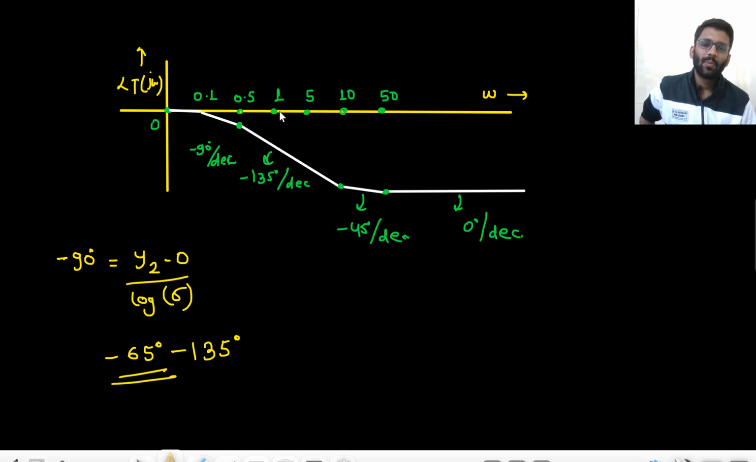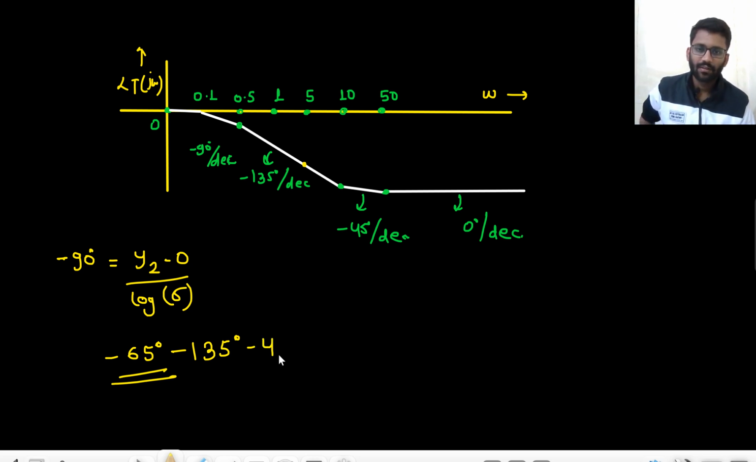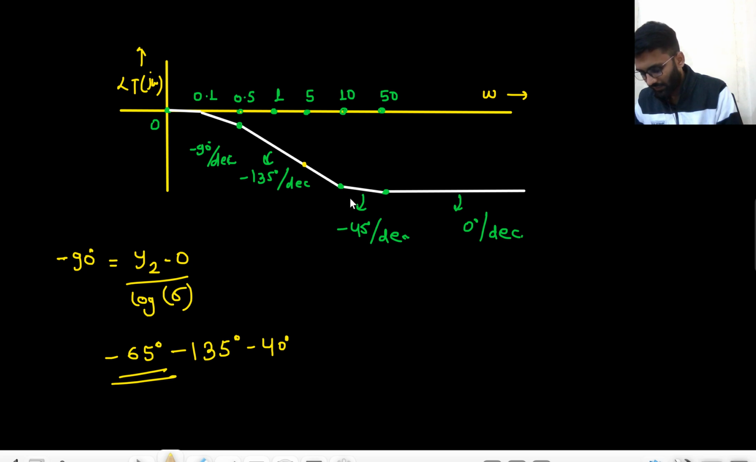If I am going from 0.5 to 5, then if I go from 5 to 10, that means I am going double, and the slope is minus 135. So 2 log 10 into 135. So I will lose another minus 40. And if I am going from 10 to 50 with 45, that means 5 log into 45. Another 30 degree I will lose.